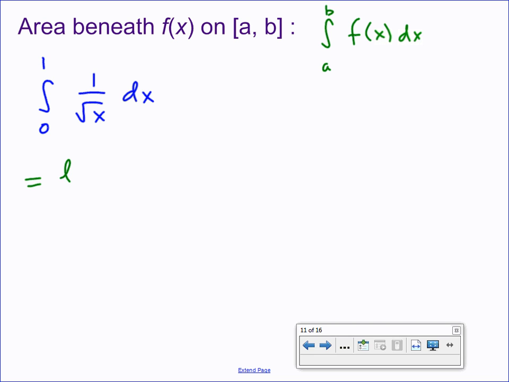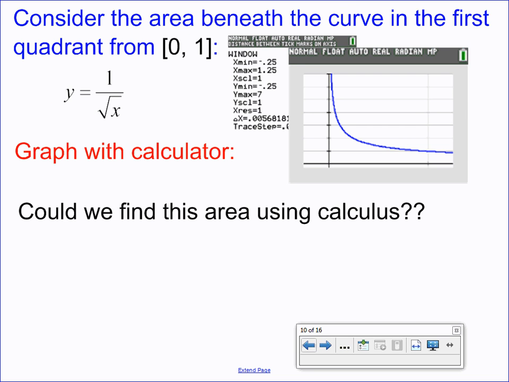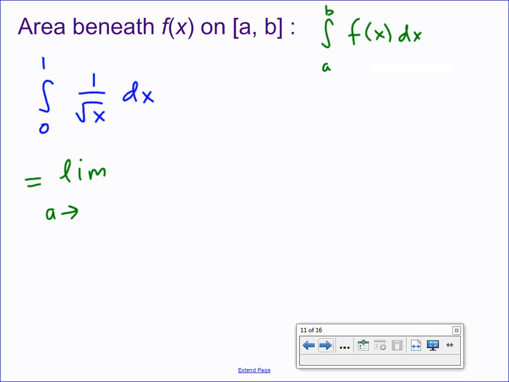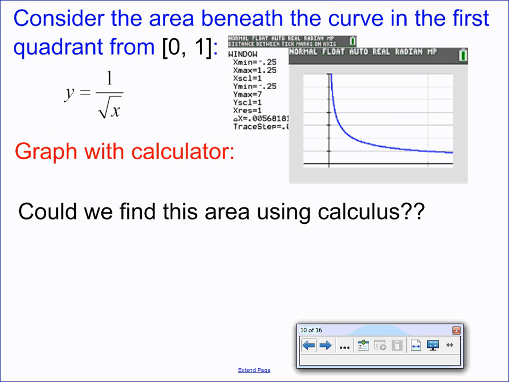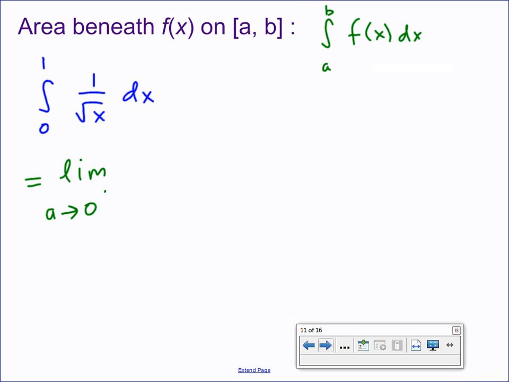Ready? This will be the limit as a approaches what? Well, we're letting a, my lower limit, approach 0 from the right-hand side. If we were approaching 0 from the left-hand side, it would not exist for sure because my function is not even over here. So we're letting a approach 0 from the right-hand side of the integral of a to 1 of 1 over root x with respect to x. We know how to evaluate the definite integral from a to 1 of a function. We'll find an antiderivative.